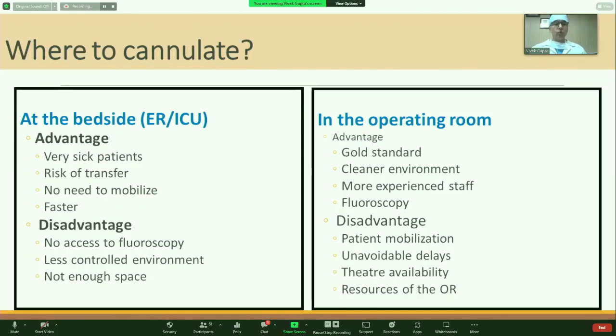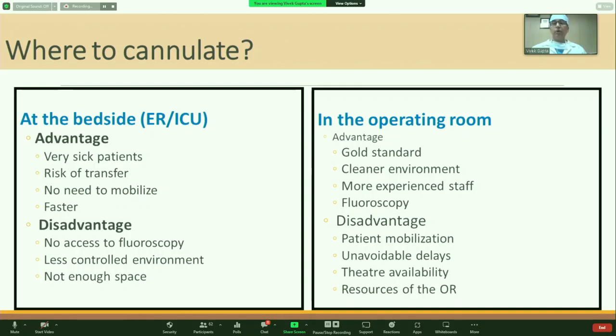But the issue is that most of the time we don't have access to fluoroscopy as we do in the cath lab. And it's a less controlled environment, so infection issues will be there. Our staff is not so well trained, and possibly there are a lot of machines in the small space at the bedside in the ICU. So it may sometimes be difficult to put in a cannula.